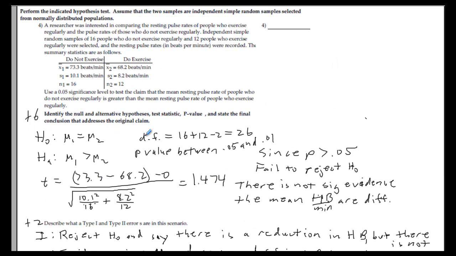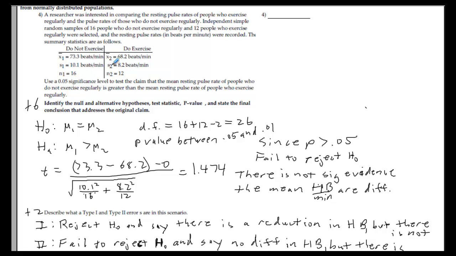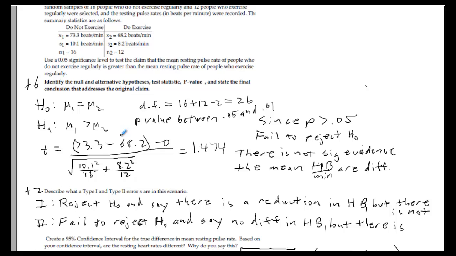Number 4 here, this is a difference in means. So our null hypothesis is that the two averages are equal in this beats per minute if they exercise and don't. The alternative is that if they don't exercise, they'd have a higher resting heart rate. So we calculate the difference in the two means. We get a t-score of 1.474.